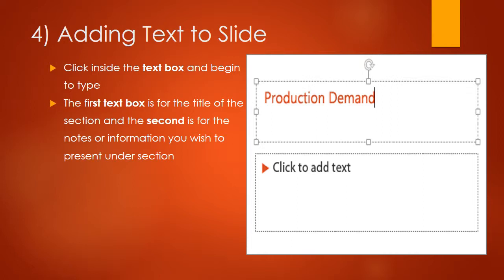The first text box on the page is usually for your title, and the second text box is for adding notes. So let's say, for instance, if we were talking about production demand, then you'd give your information about production demand in your second text box.